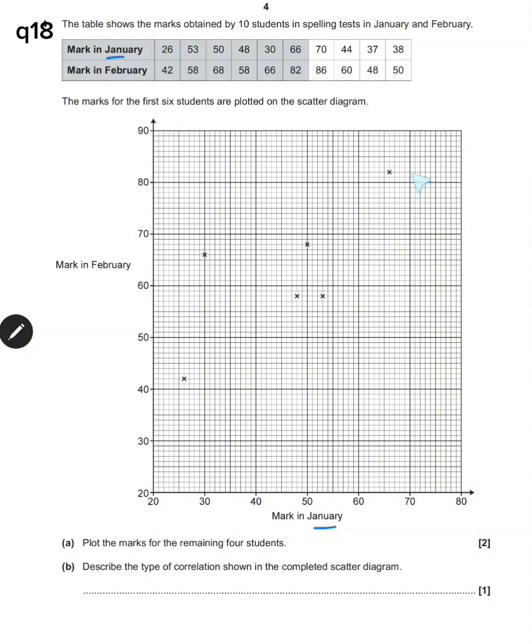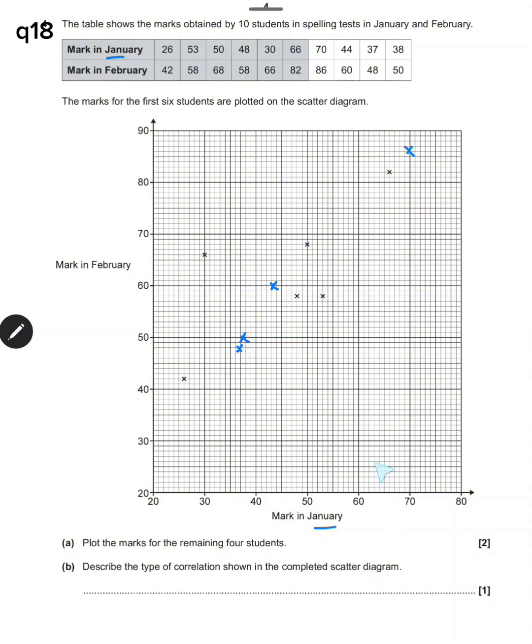Just be careful. 1, 2, 3, 4, 5, 6, 7, 8. Yeah, it's going up in ones. So 86 is there. Across to 44 and up to 60. Across to 44 and up to 60. Across to 37, that's there, and up to 48, 40, 2, 4, 6, 8, and across to 38, right there, and up to 50, right there.